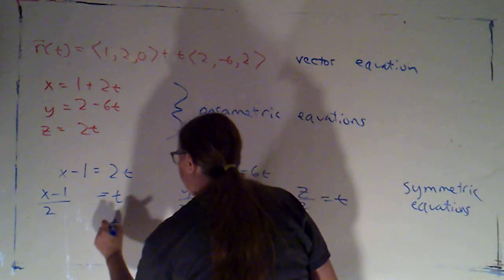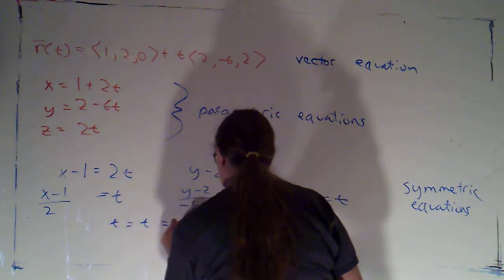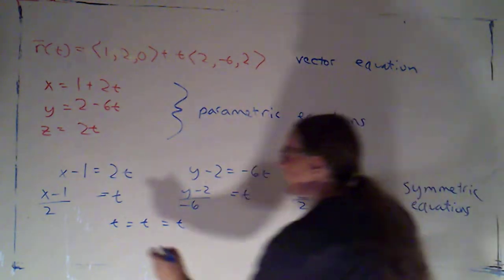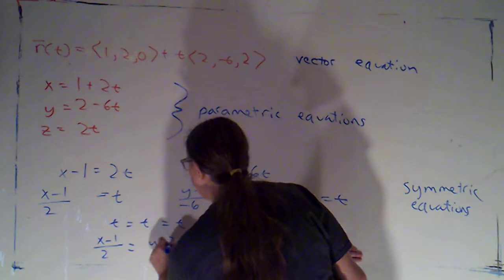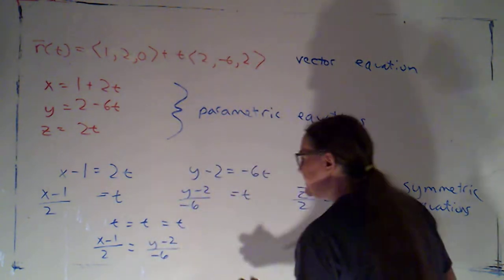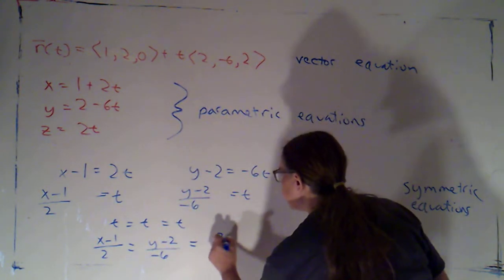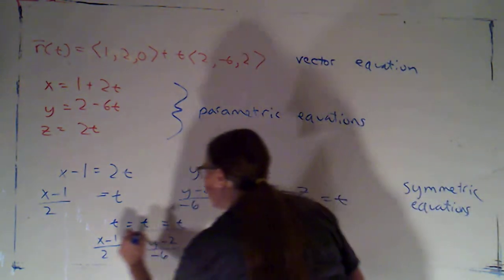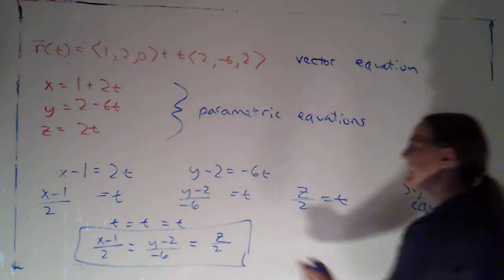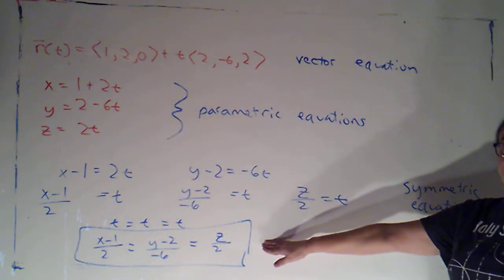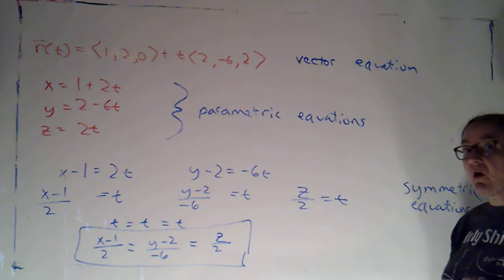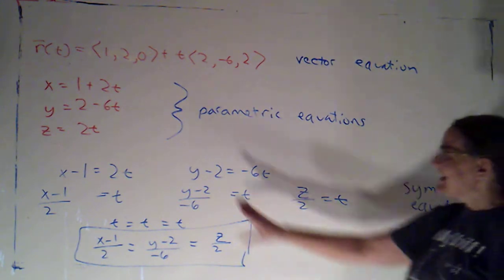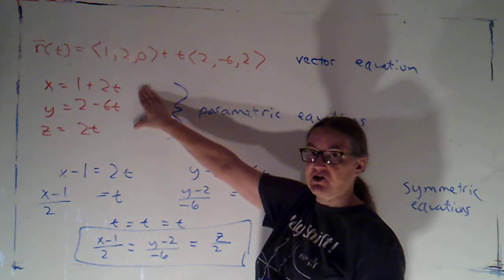So if I simply say t is equal to t is equal to t, then I get x minus 1 over 2 is equal to y minus 2 over negative 6 is equal to z over 2. And that right there is my symmetric equations. So that's basically where you solve for the parameter in each of the parametric equations.